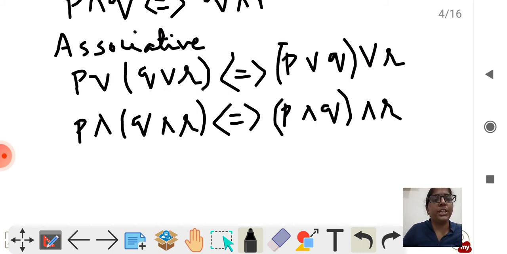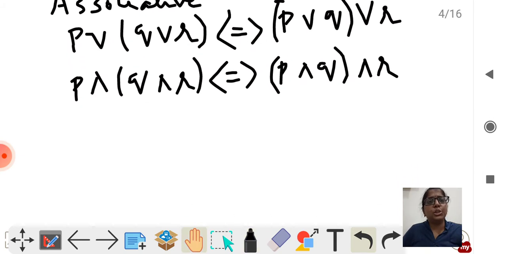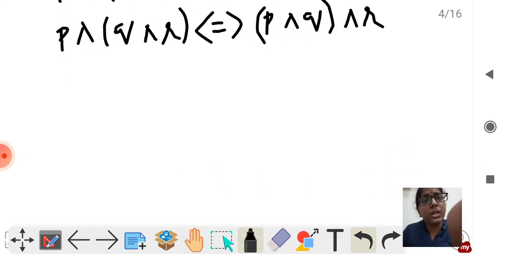This is associativity. Next is the distributive law. This is an important law. So what is the distributive law?